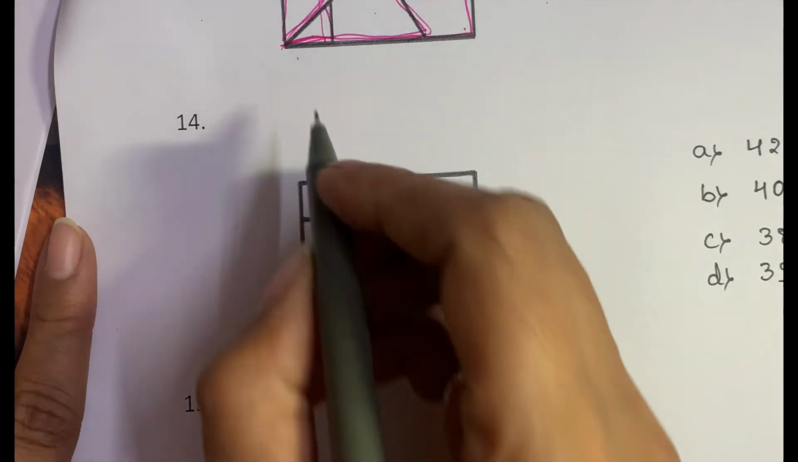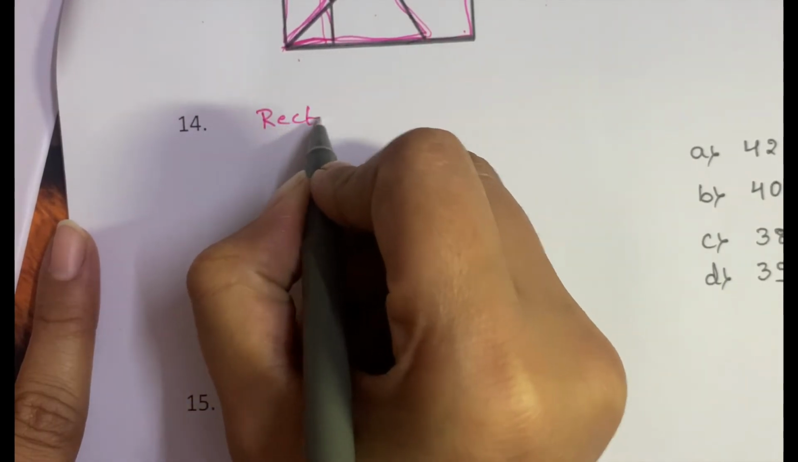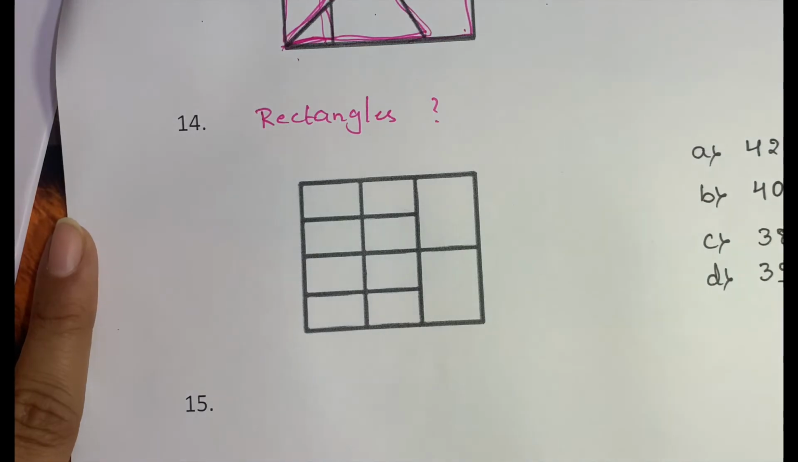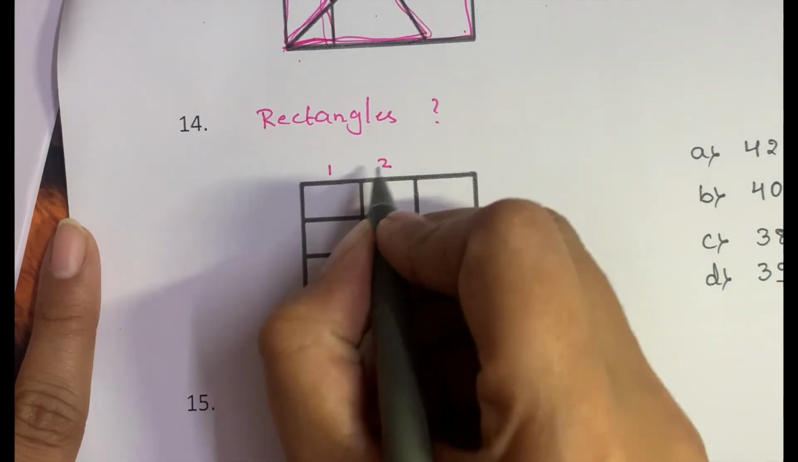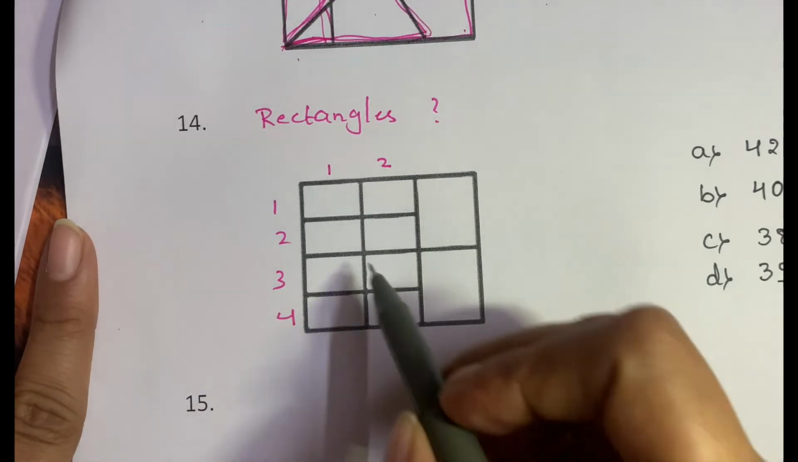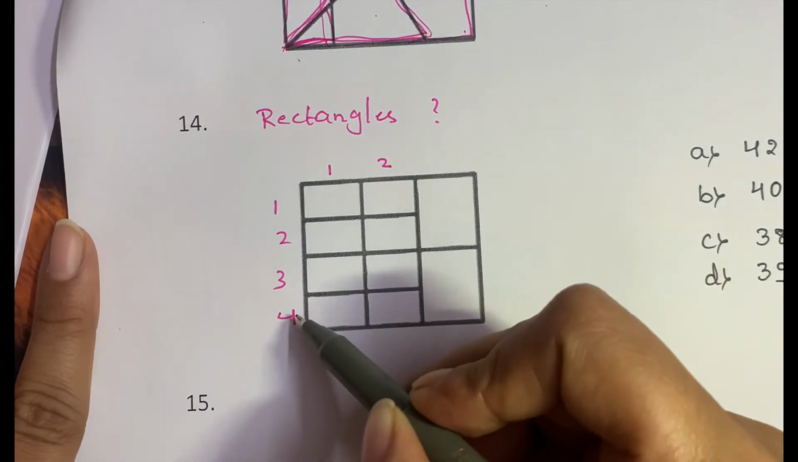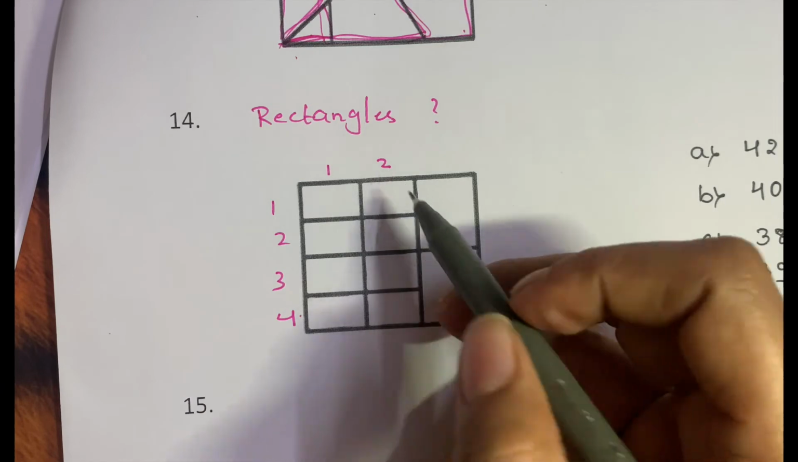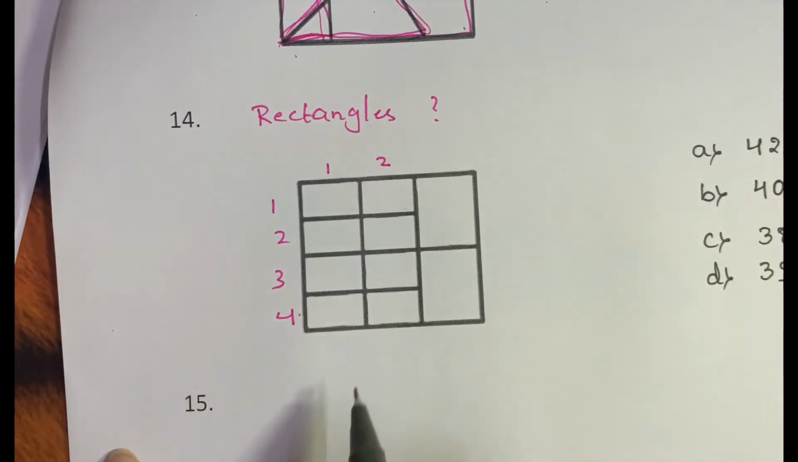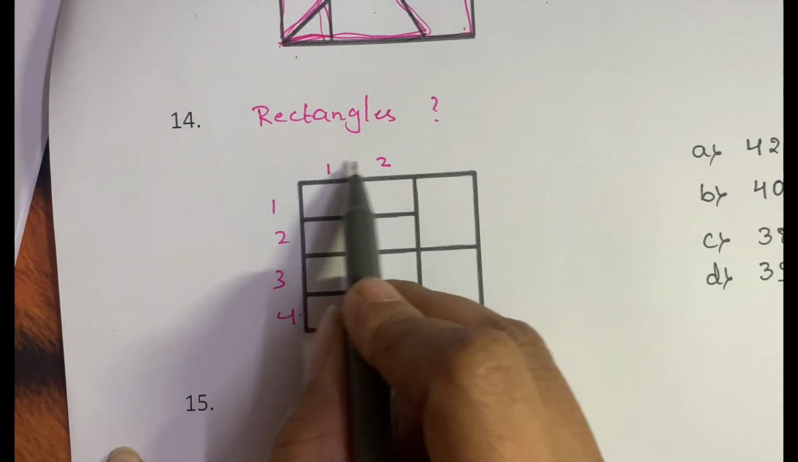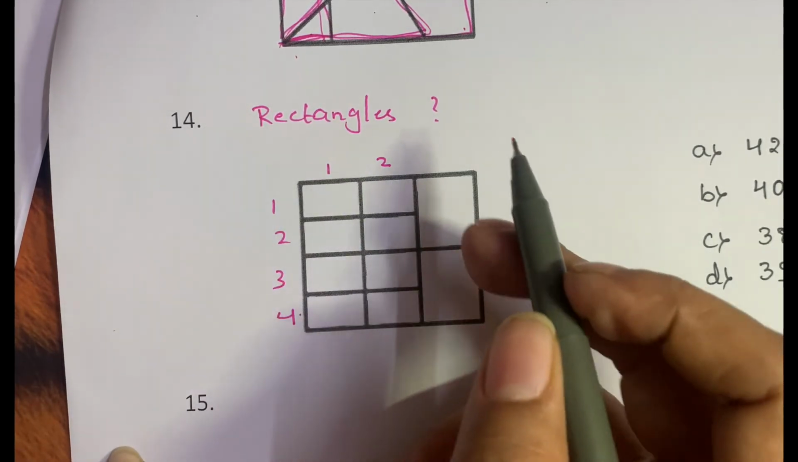So here rectangles. Count the number of rectangles. Fine. So how do we count the rectangles? 1, 2, 1, 2, 3, 4. So in case of square, we count it this way. We usually calculate or multiply the last row number with the last column number. But in case of the rectangles, how do we calculate? We have to count on one side, then count on other side, then multiply the counts on both the sides.